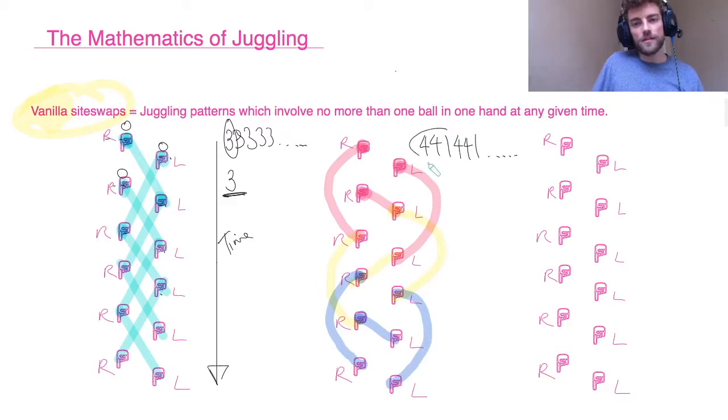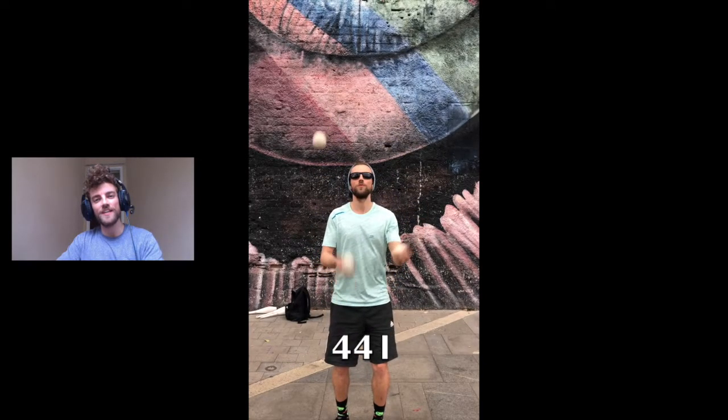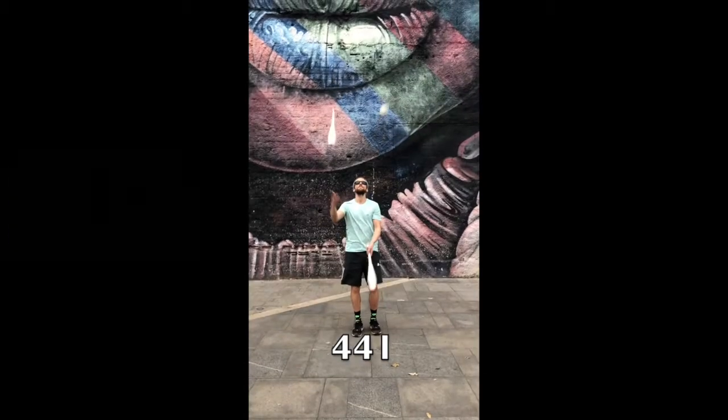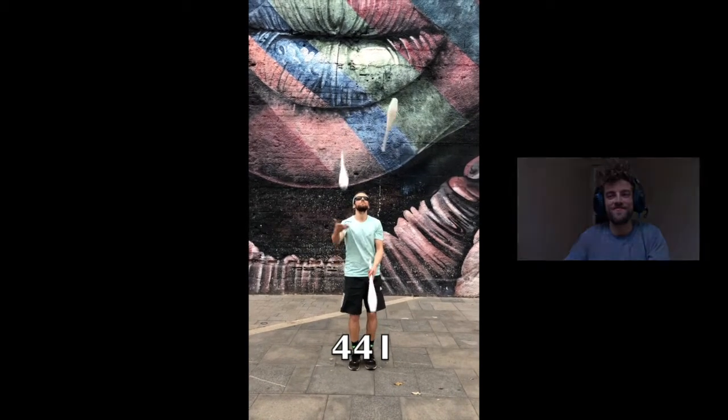The repeating unit is 4, 4, 1, and therefore we can just notate this as 4, 4, 1. Got it, Josh. 4, 4, 1. Just notice here how the 2 4 throws return to the same hand, and the 1 is passed from right to left or left to right. And here's Hysaj performing the very same trick at full speed with clubs.